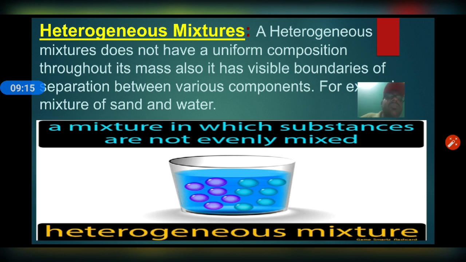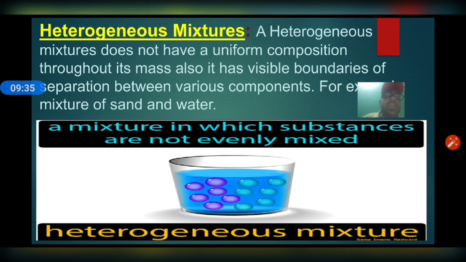Now, what is a heterogeneous mixture? Heterogeneous mixture means, suppose you add chalk powder in water, you will be able to find where is the chalk powder and where is the water. Means there is a separation boundary between these two things. This is called a heterogeneous mixture.